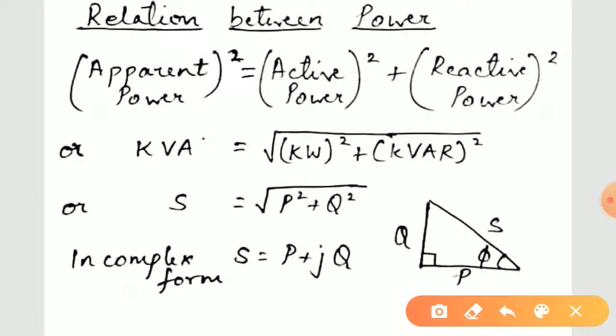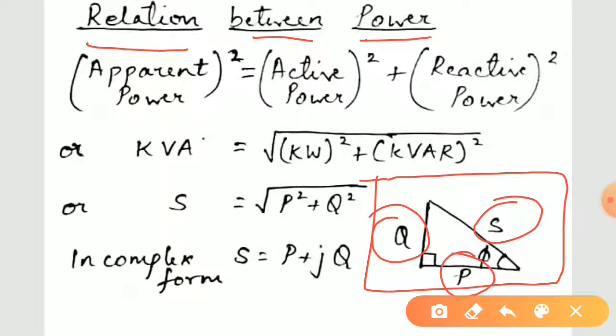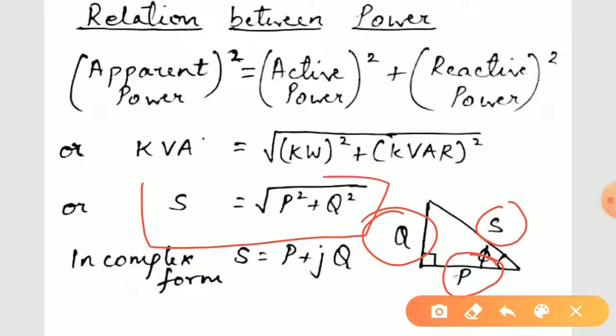Let us see the relationship between the powers from the right angled triangle shown here, where S is the hypotenuse, Q is perpendicular and P is the base with an angle phi, where S is apparent power, Q is reactive power and P is active power. It can be given as S is equal to root over P square plus Q square. In complex form, it can be given as S is equal to P plus jQ.